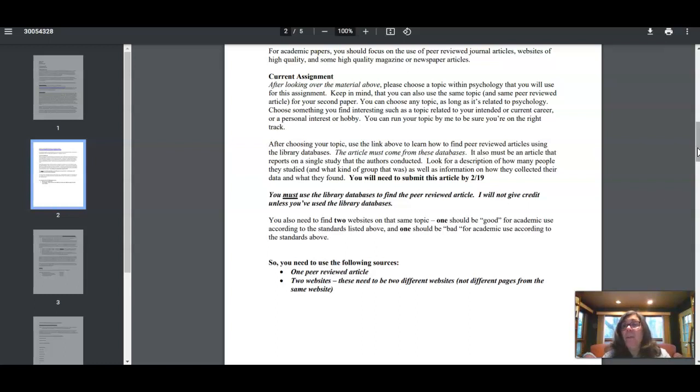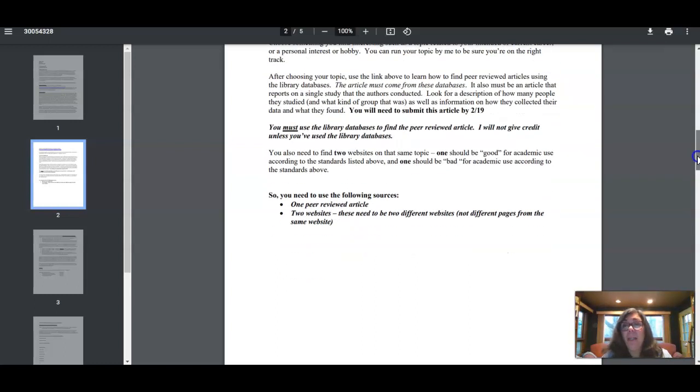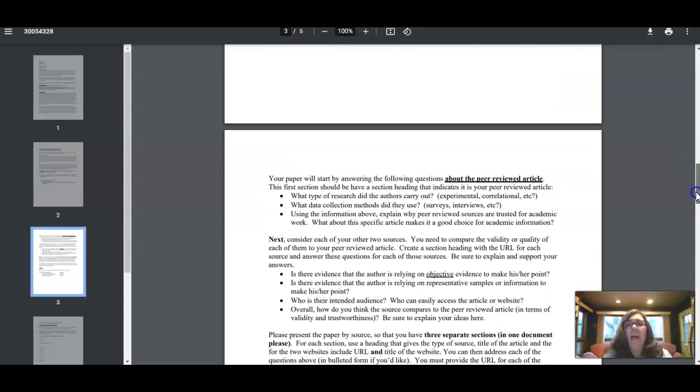And then you're going to find 2 websites on that same topic just by Googling. But you should find one website that, using the link for the library that tells you how to evaluate websites, you decide is good for academic use, and one website that you decide would not be good for academic use. And again, that library link very much walks you through how you decide what websites are good or bad for academic use. Right, so you have the following sources, 3 sources, as we've talked about.